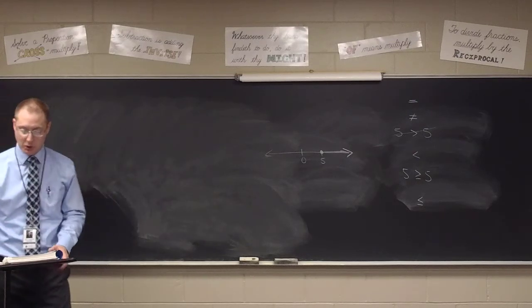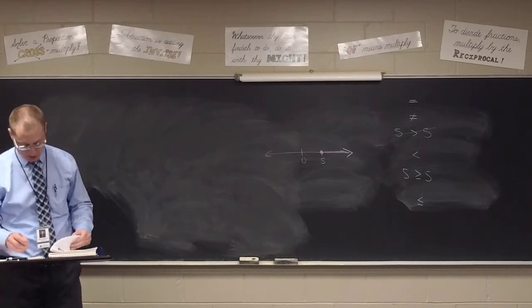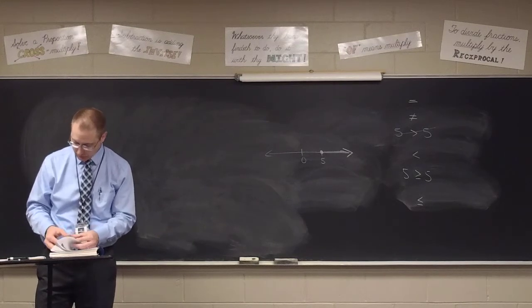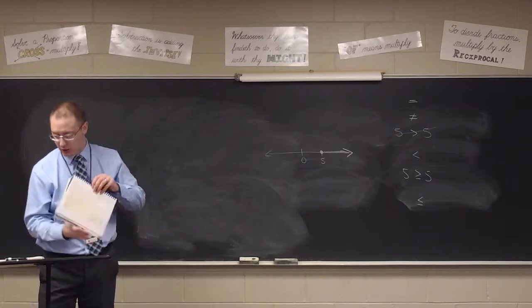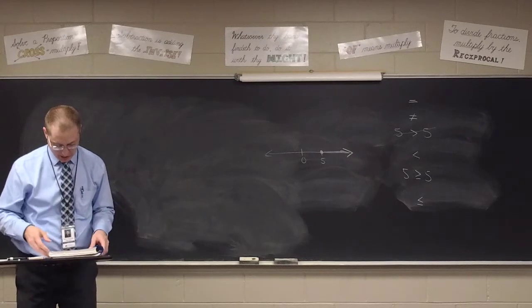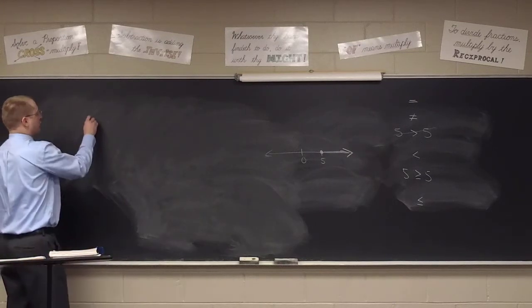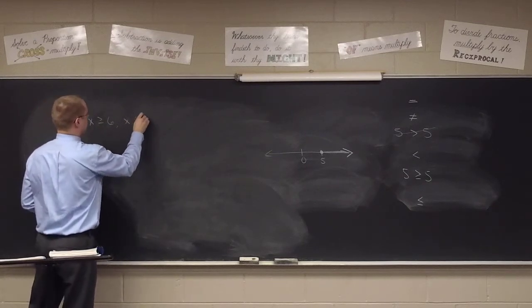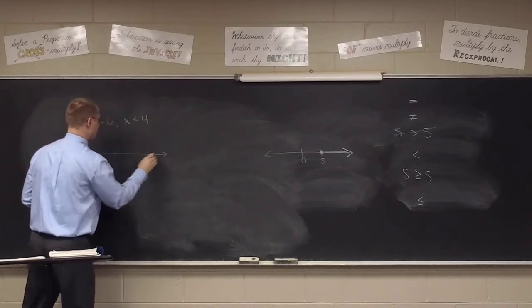For homework last night, you also had page 129, numbers 8, 11, and 13. Go ahead and turn there, page 129. And let's take a look at numbers 8, 11, and 13. For number 8, you were supposed to graph x is greater than or equal to 6 and x is less than 4 on the same number line.